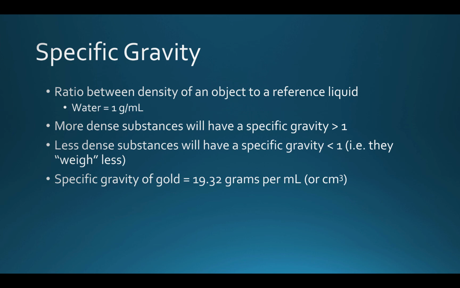And I think this kind of makes sense. If you've ever held liquid mercury, or if you think of something like gold or really heavy metals, they're very, very dense substances. Less dense substances will have a specific gravity of less than 1. They will weigh, or they will feel less than what water is. So the example I threw down there, specific gravity of gold, is 19.32 grams per mil. So comparing that to the density of water at 1 gram per mil, you can tell that gold is very, very dense.